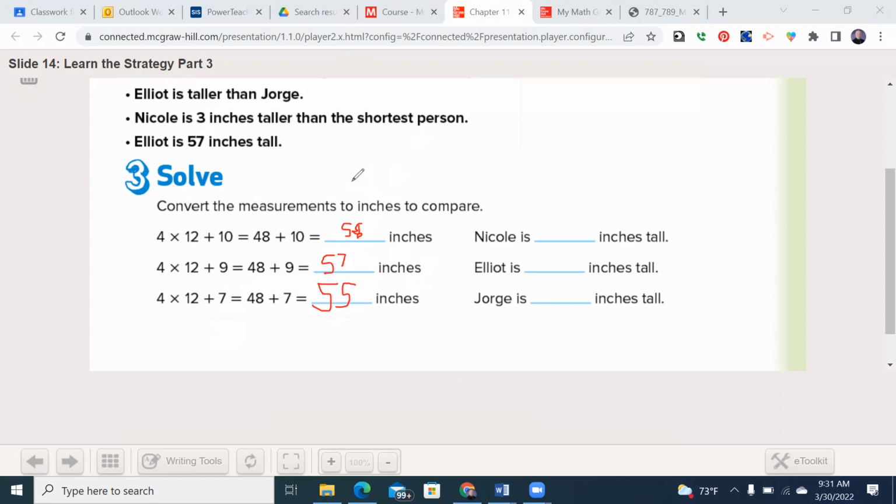So now I can start using my clues here. We know that Elliot is 57 inches tall. We have a 55 and a 58. Jorge is going to be shorter than Elliot, so that eliminates him from the 58. So it makes him the 55. And that by default leaves Nicole at 58.